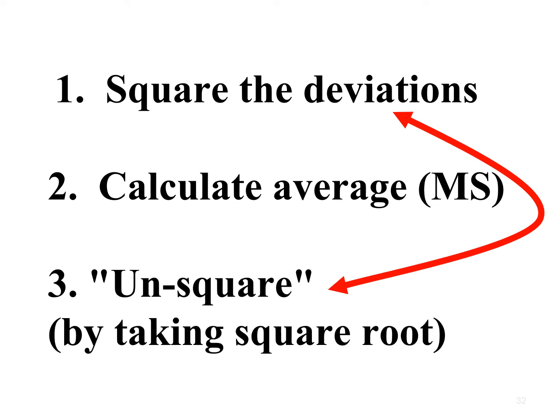Notice that step 1 is the reverse of step 3. In step 1, we square the numbers. In step 3, we undo or reverse the squaring by taking the square root. So in a way, steps 1 and 3 are intended to cancel each other out. And once they have canceled each other out, we're left with the middle step, calculating an average.